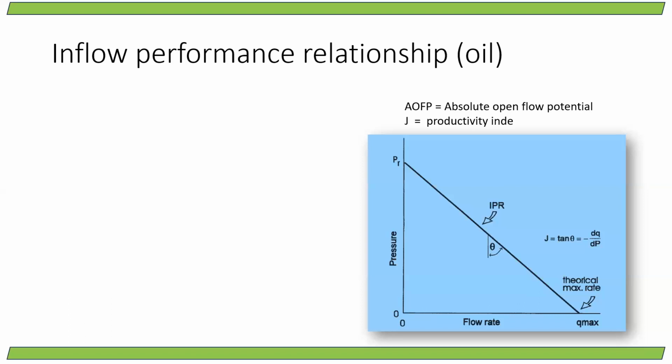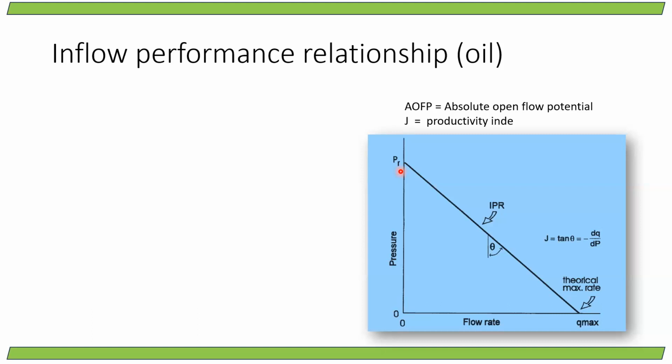On the screen, what you are seeing is actually an ideal IPR curve. This curve looks to be a linear curve, which is a straight line, and the y-axis is wellbore pressure and the x-axis is flow rate. You can see the x-axis is flow rate and the y-axis represents wellbore pressure. The axis starts from 0 to PR. PR represents reservoir pressure. That is the maximum pressure where wellbore pressure can reach.